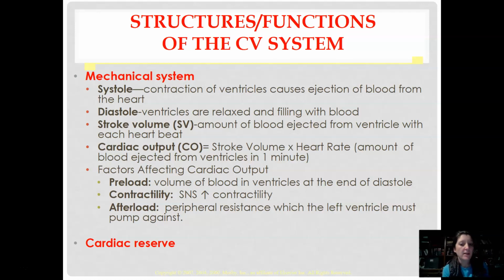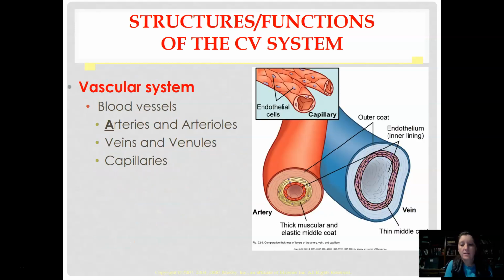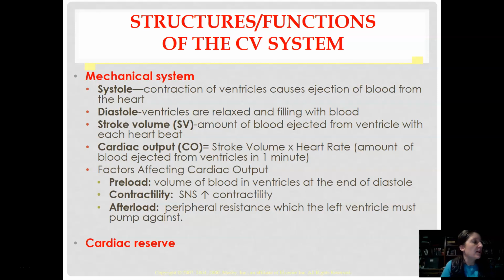And then afterload, a lot of this is related to blood pressure. So if someone has a high blood pressure, then the heart really has to push harder to overcome that. And so afterload can also decrease cardiac output. Cardiac reserve is just the ability of the heart to react to stress on it. Say if you decide you have to run, you have a little bit of cardiac reserve.